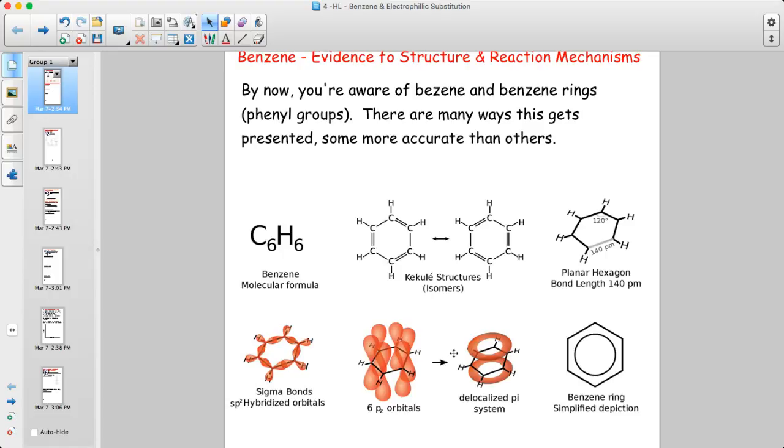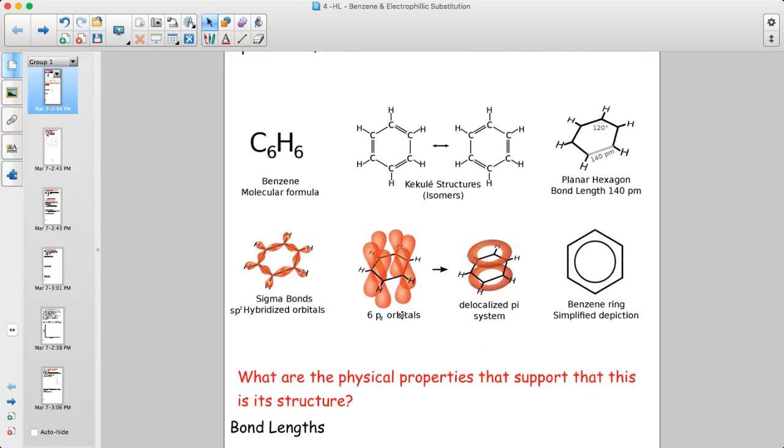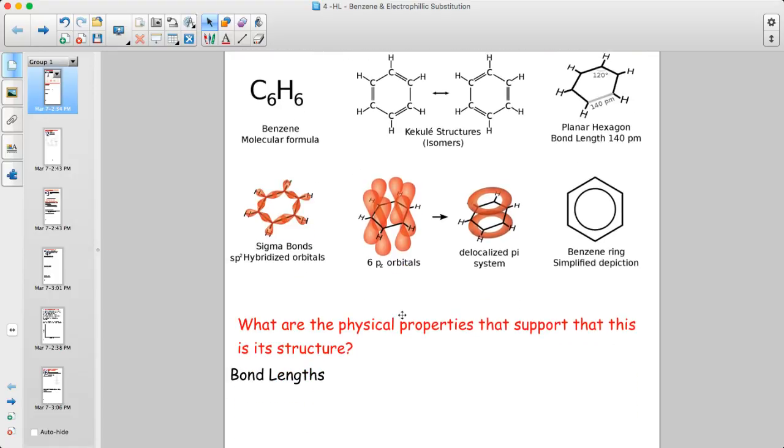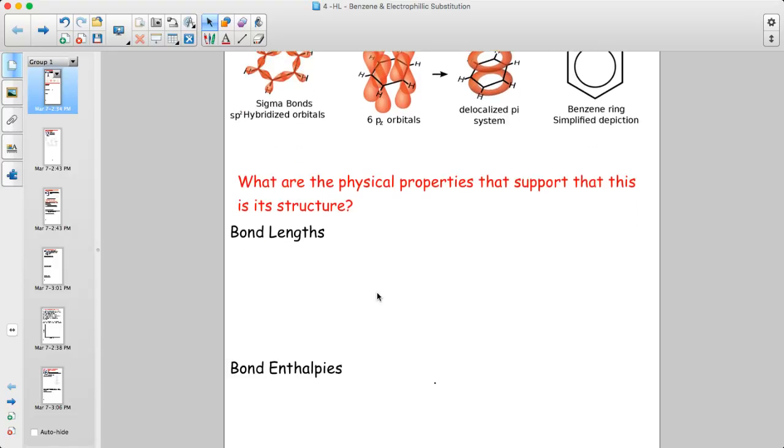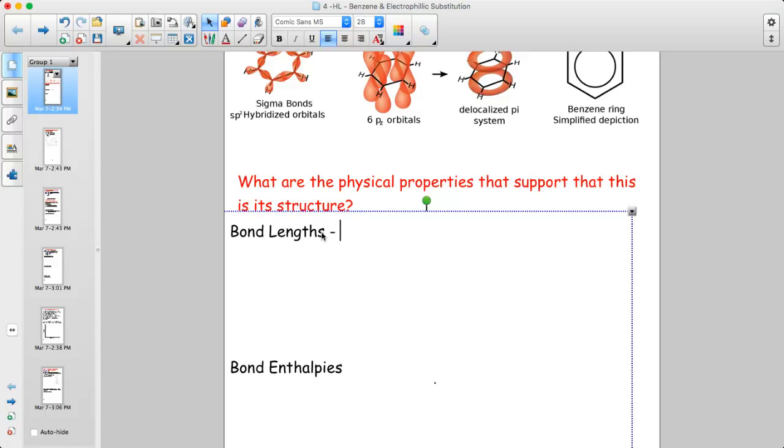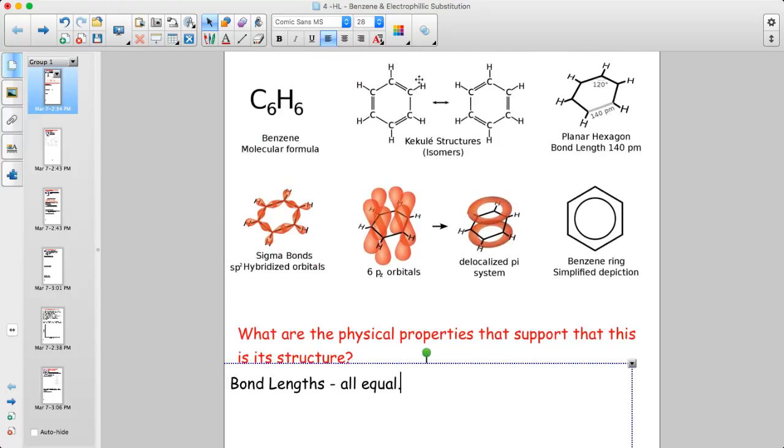Okay, so there's some physical evidence, physical properties that support this, and there's also going to be chemical properties that support this. So the physical properties that support this are things like bond length. So the bond lengths are all equal, right? So if it was the alternating double single bonds, then you would have uneven bond lengths. You'd have 3 long bonds and 3 short double bonds, rapidly flipping back and forth between each other.